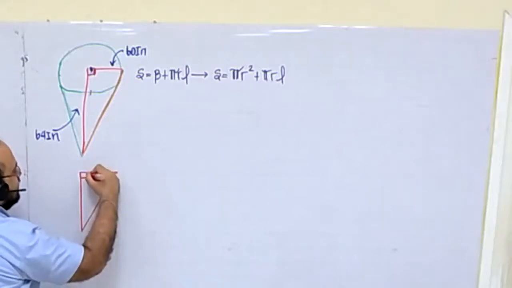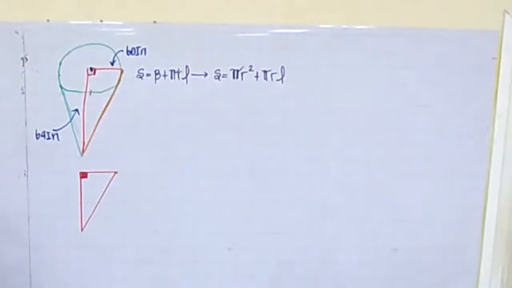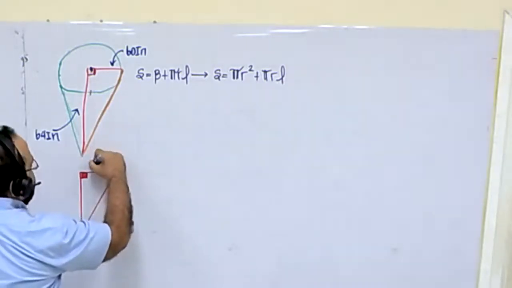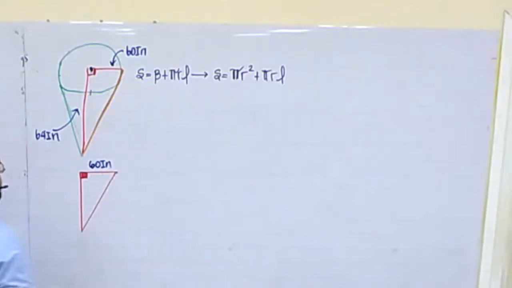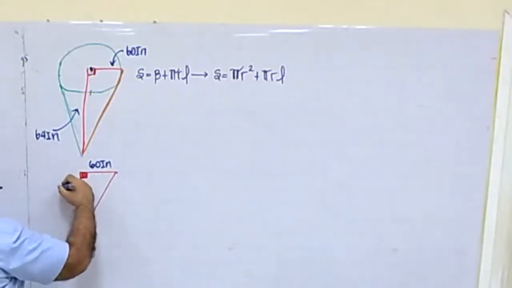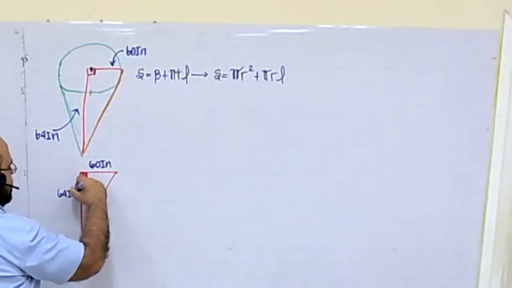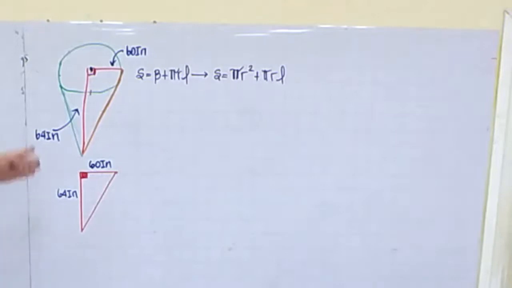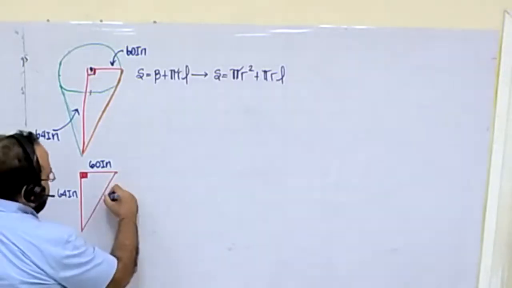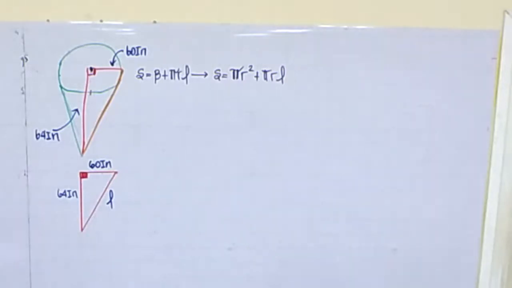So we draw the right triangle, as you can see, right? And we can draw the measures. Remember, this is going to be the radius, the distance from the center to any point of the circle. So we have 60 inches over here. And of course, the base of this triangle will be 64 inches. What we are looking for is the hypotenuse of this right triangle. So the hypotenuse in this right triangle will be the slant height.